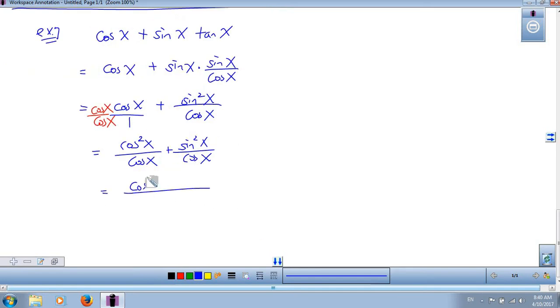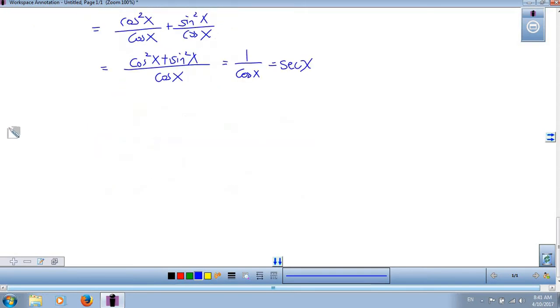So the numerator becomes cosine square x plus sine square x. The denominator remains cosine x. But you can see sine square x plus cosine square x is equal to 1. So that's by the Pythagorean identity, and 1 over cosine x is equal to secant x because that's the reciprocal. Secant is the reciprocal of cosine. So we have successfully simplified this expression using the fundamental identities. Let's look at another example here.